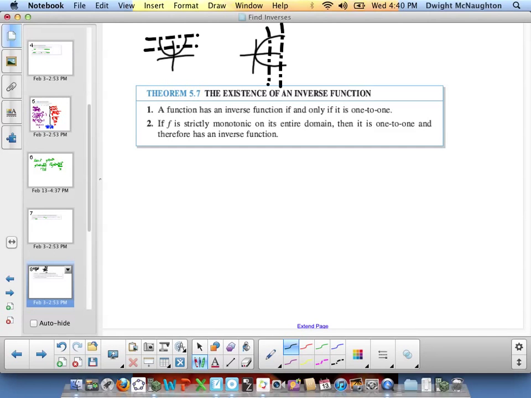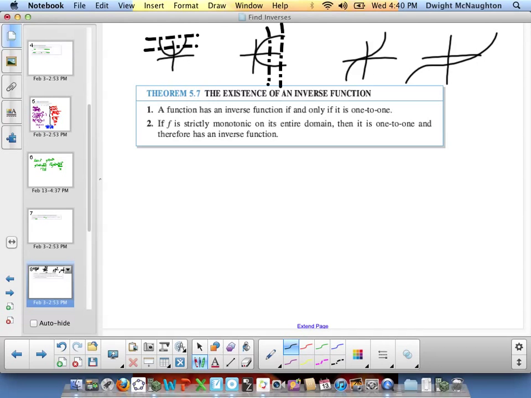It's one-to-one. Every x has one y. Every y has one x. So you've got to have something that's like this, where it doesn't double back on itself, up and down, or left and right. An example of a non-function, or a function that does not have an inverse, again, is a parabola. It's not one-to-one.